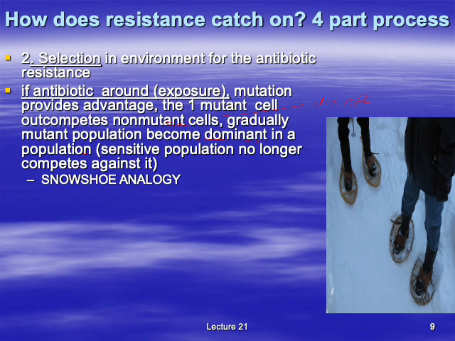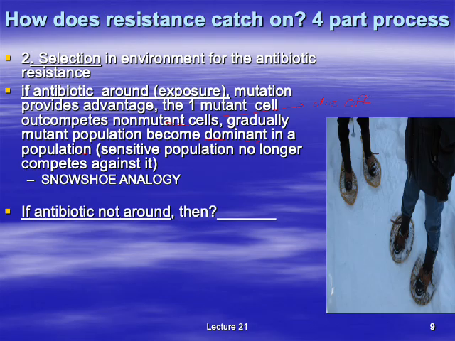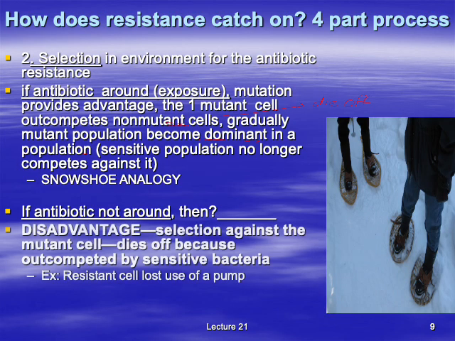Snowshoe feet. Okay? However, what if the antibiotic isn't around in the environment? So there's a random mutation. The bacterium is resistant to macrolides now because of this pump. What's going to happen? Well, folks, now that mutation is a disadvantage. If there's no antibiotic around, what's happened? Well, that cell has a different pump, but probably that pump doesn't work as well.